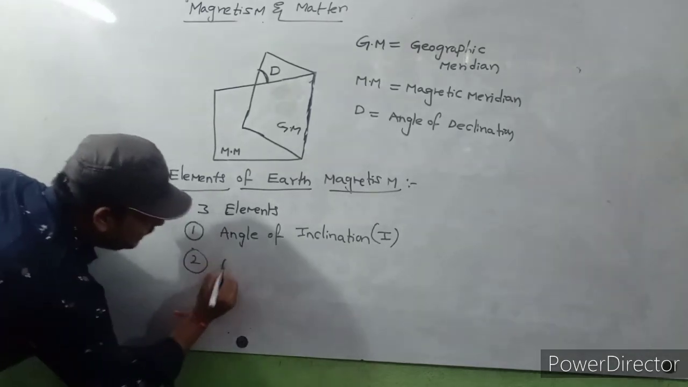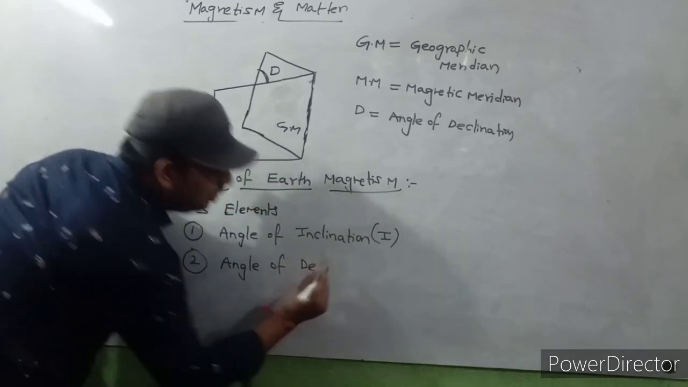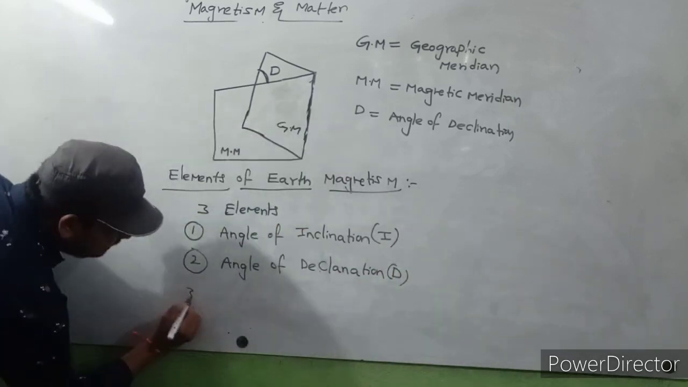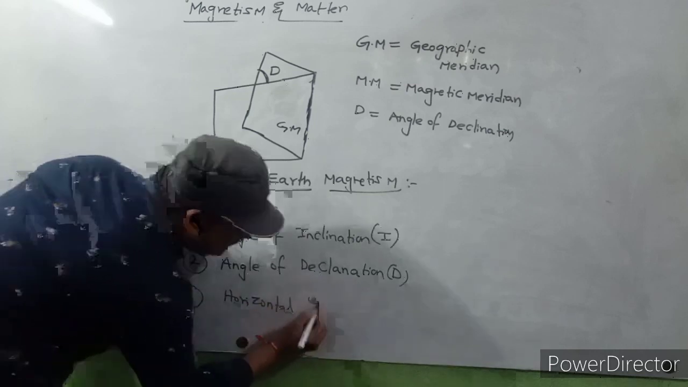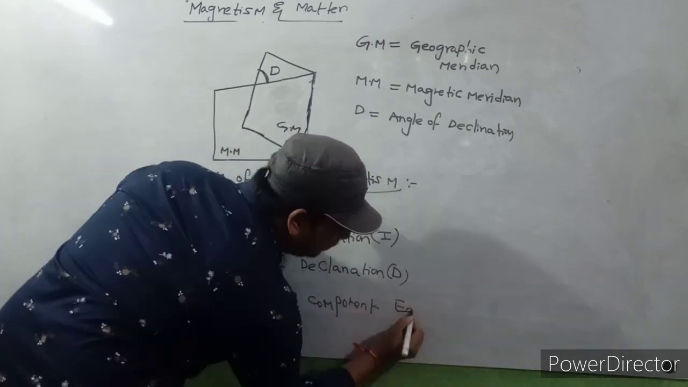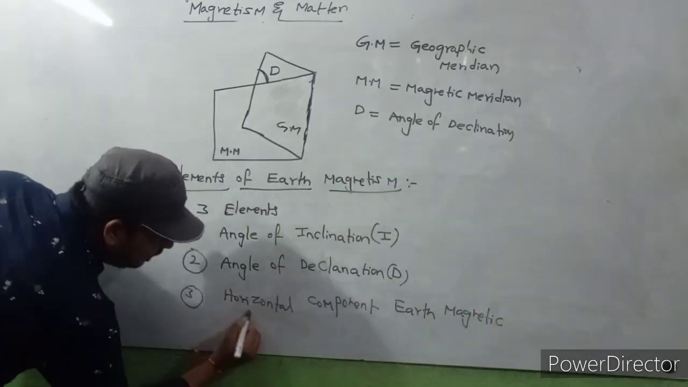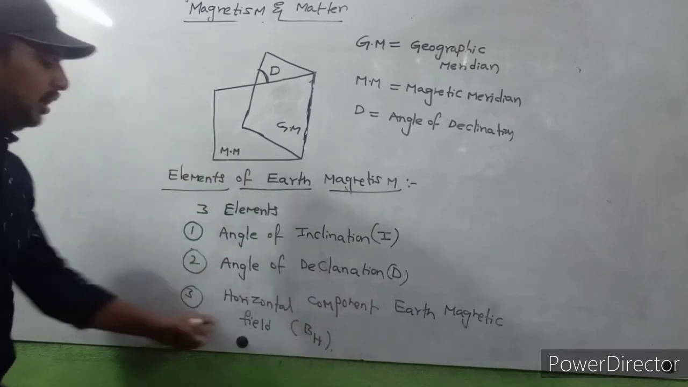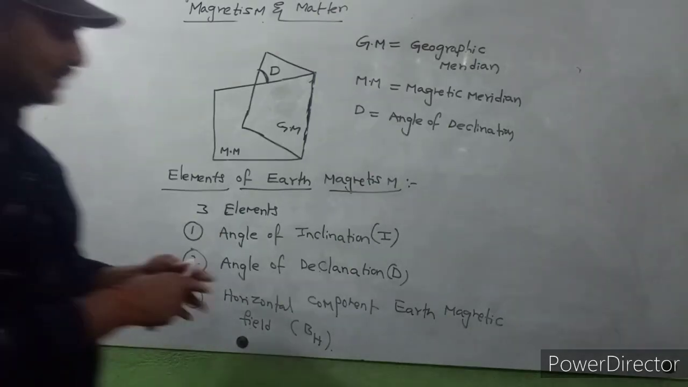And the second one is the angle of declination, indicated with D. And the third one is the horizontal component of the earth's magnetic field, indicated with BH. So these three elements are the elements of earth magnetism.